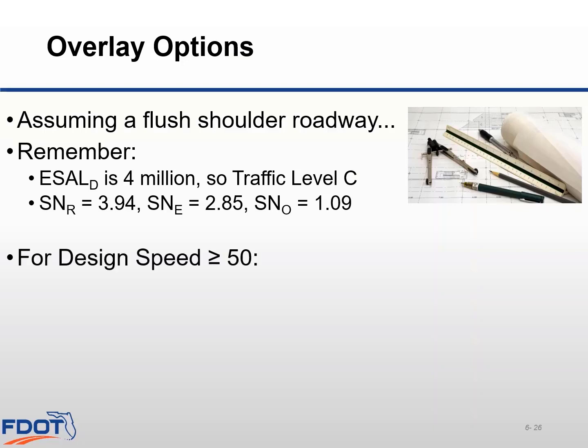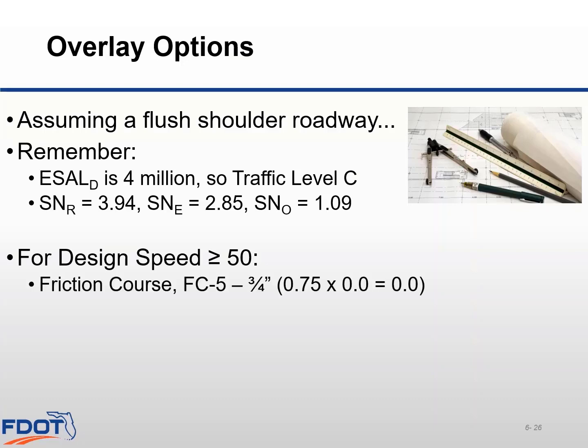If we were using a design speed of 50 miles an hour or greater, we would need to use FC5. It's always placed at a 3/4 of an inch thickness, and again provides no structural value to our pavement. So calculating that value is simple. The layer coefficient is 0.